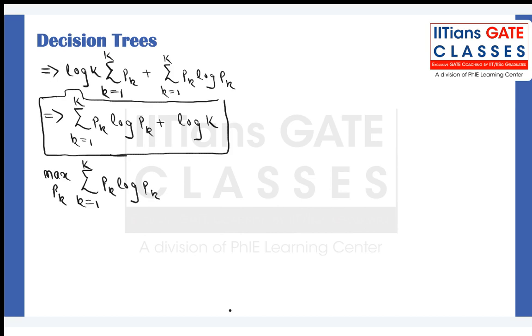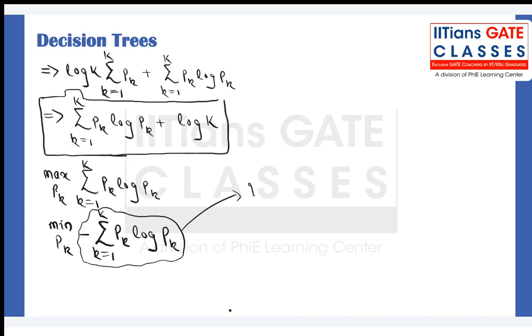What is the value of pk for which summation k equal to 1 to capital K, pk log pk is maximum? In essence, I can also convert this into a minimization problem by putting a minus: minimize minus summation k equal to 1 to K, pk log pk. And this term here is called H of P, which is called the entropy, which measures the uncertainty of the data set. So in essence, my problem is to minimize H of P, that is, minimize the uncertainty or minimize the entropy.